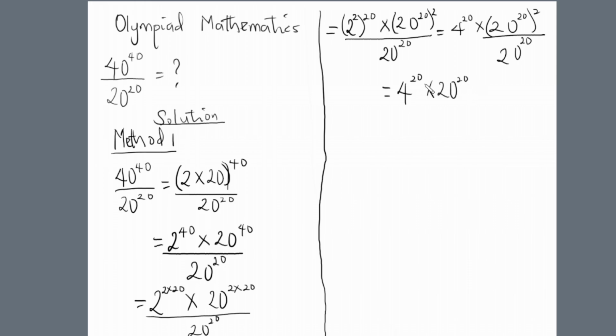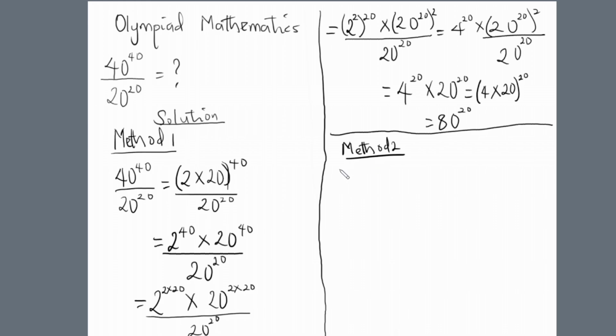Since they have the same power, the laws of indices say we can multiply the both of them, which is 4 times 20, and then we have the same power 20, which is 4 times 20, 80 to the power of 20. So this is the first method. Let's look at the second method.